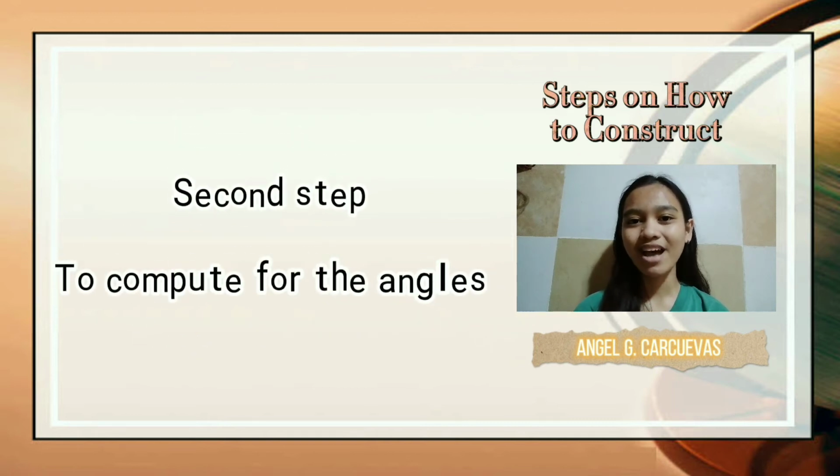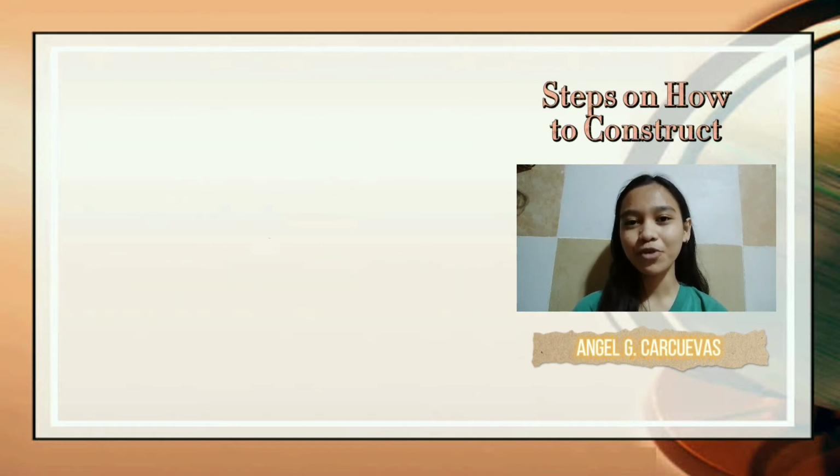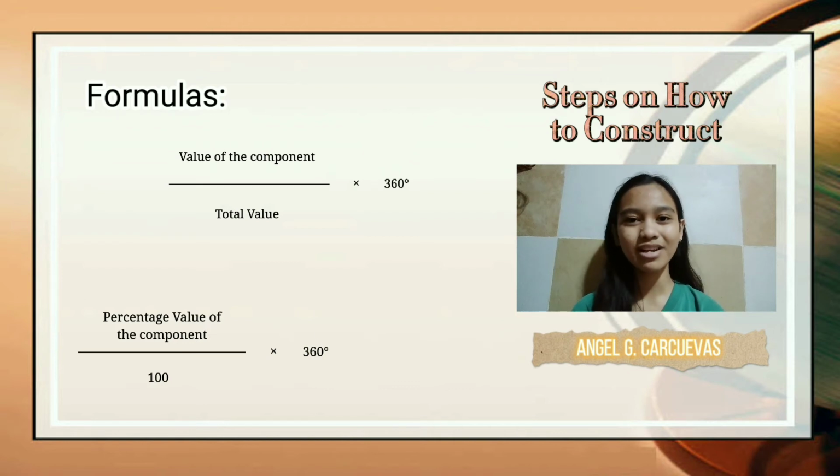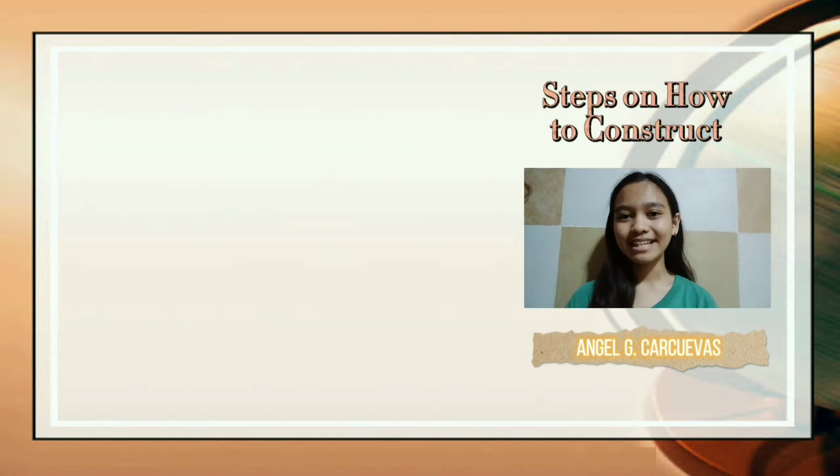Now, for our second step, we will be solving for the angles of each category. There are two formulas in getting the angles. First is the value of the component divided by the total value multiplied by 360 degrees. The 360 degrees is the total angle of the whole circle. The second formula will be used when data are expressed in percentage: the percentage value of the component divided by 100 multiplied by 360 degrees. For our given data, we will be using the first formula.